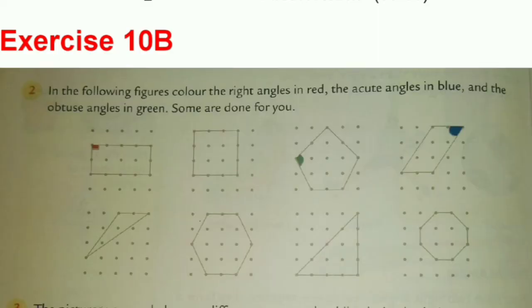Exercise 10b, question number 1, that is an activity only that you don't have to do. From question number 2, we can start. In the following figure, color the right angles in red, the acute angles in blue and the obtuse angles in green. Some are done for you.